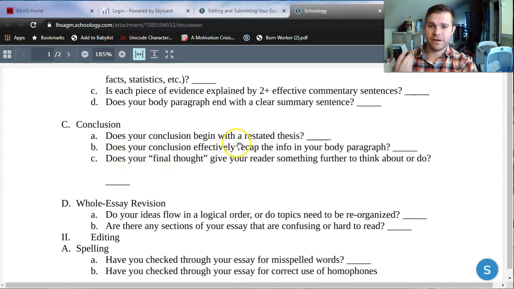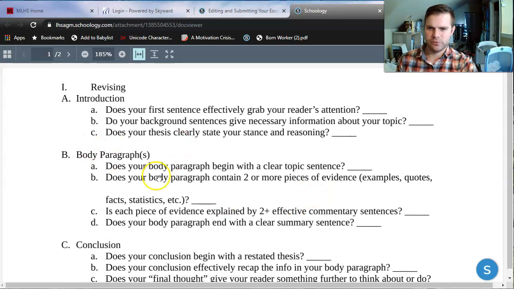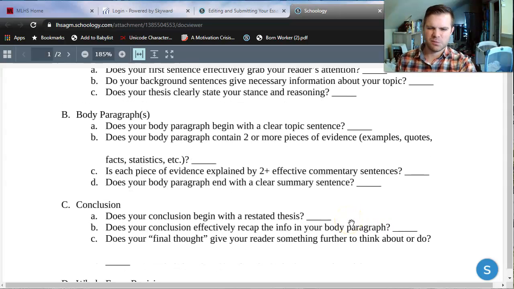Does your conclusion effectively recap the info in your body paragraph? My rule of thumb is a sentence or two per piece of evidence. So if I'm looking at my German paper and one of my pieces of evidence was the skills I gained, like the academic skills I gained, I'm going to make a summary sentence that recaps that. And then if my second piece of evidence was the people I've met because of my time studying German, I'm going to make a summary sentence about that as well.